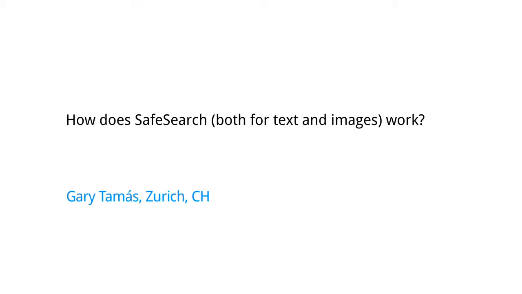Today's question comes from Zurich. Gary wants to know, how does SafeSearch, both for text and images, work? Well, I worked on the initial version of SafeSearch for text, so let's concentrate on that.